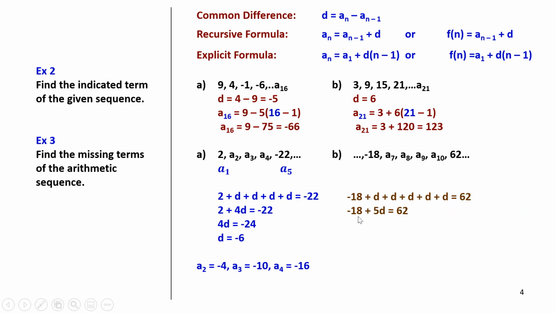All right? So if we solve this, we're going to add 18 to both sides here. That's going to be 80. And so d is 16. Now, what does it say? Find the missing terms. So now all I have to do is take negative 18, my first term here, add 16, add 16, add 16, add 16. And there they are. Negative 18 plus 16 is negative 2, plus 16 is 14, plus 16 is 30, plus 16 is 46. All right, so even though it didn't start at a sub 1, that's not a big deal.